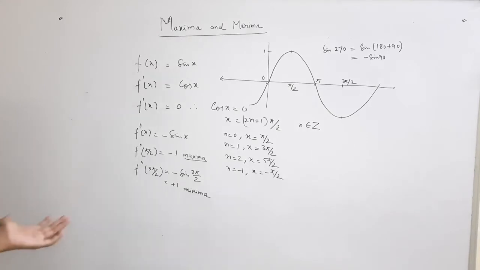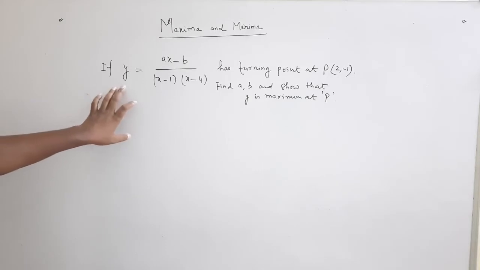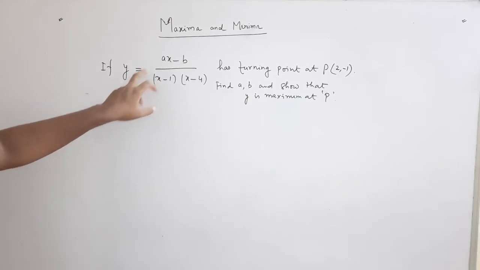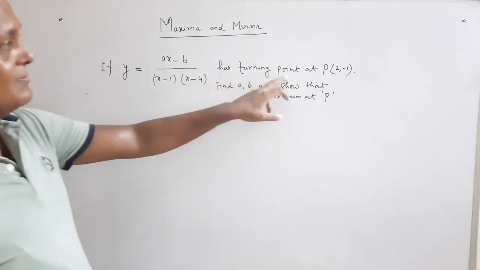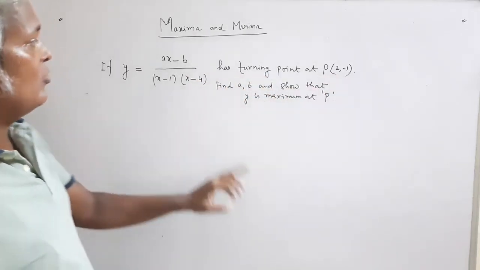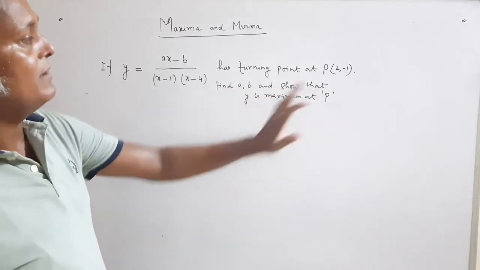Now let me clear the screen and then I'll take another example. Here I have taken another question which goes like this: if y is (ax minus b) over (x minus 1)(x minus 4) has the turning point at P(2, minus 1), find a and b and show that y is maximum at P.